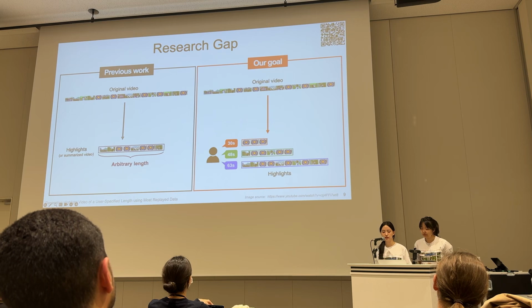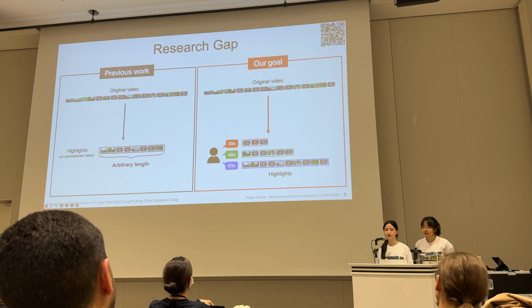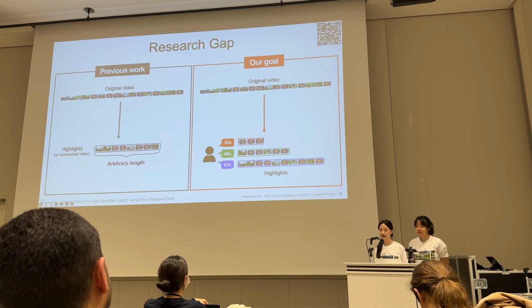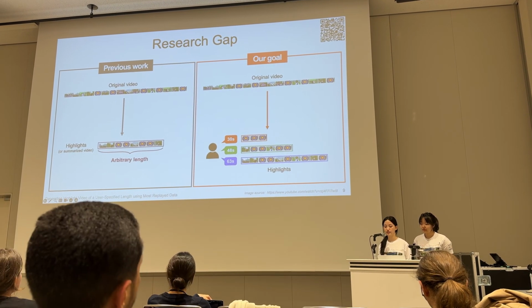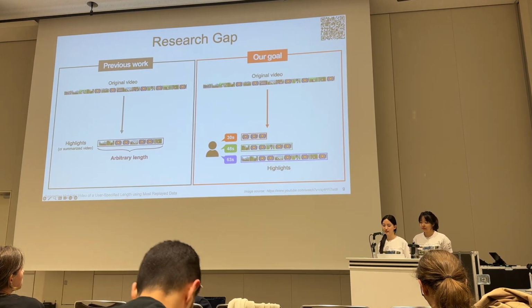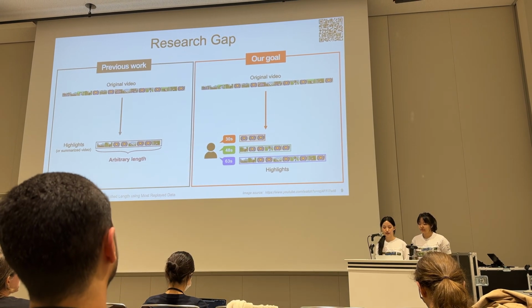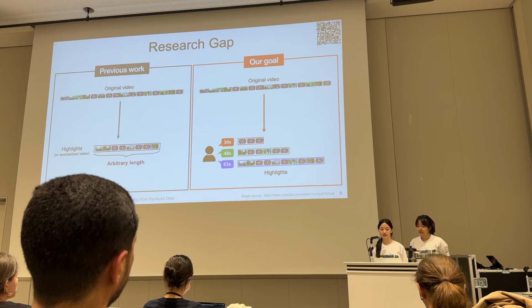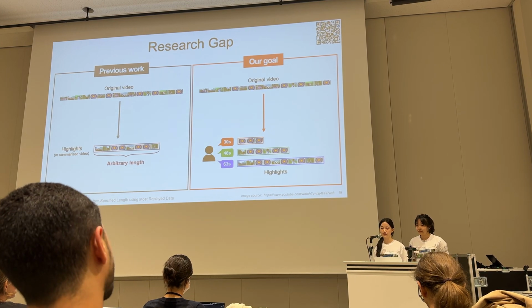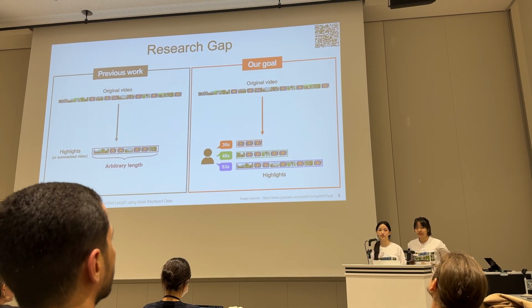So, in response to this problem, our goal is to develop a system for auto-generating highlights of a user-specified length for the first time. If a user wants a 30-second highlight, our system generates a 30-second highlight. Or if a user wants a 60-second highlight, then our system generates a 60-second highlight. It also works for any other specified lengths like 100 seconds, 3 minutes, 5 minutes, etc.